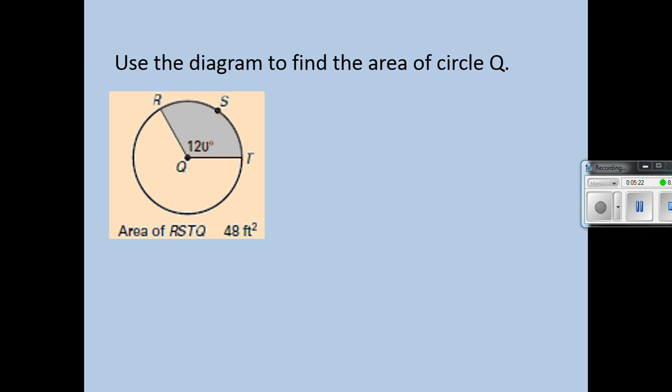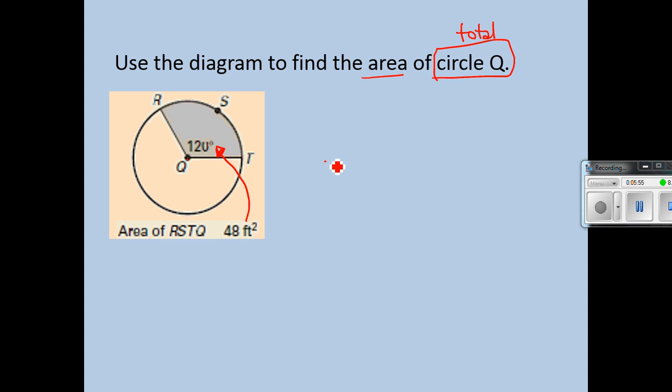Okay, let's do one more example. So we want to use the diagram to find the area of circle Q. Remember, the center tells us the circle that we're talking about, and this is circle Q. And we want the area of the shaded piece. Okay, no, we want to find the area of the whole circle. I'm sorry, we want the area of the entire or total circle. Okay, so what we know is the area of the shaded part is 48 feet squared.